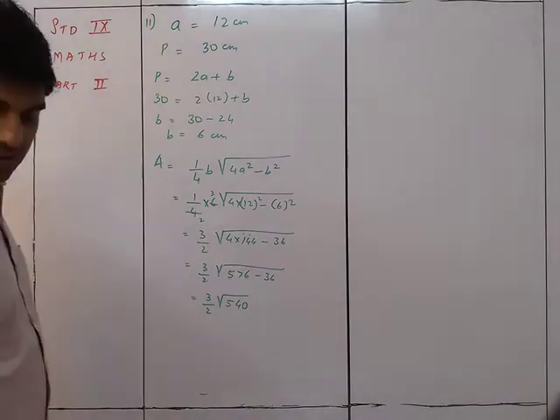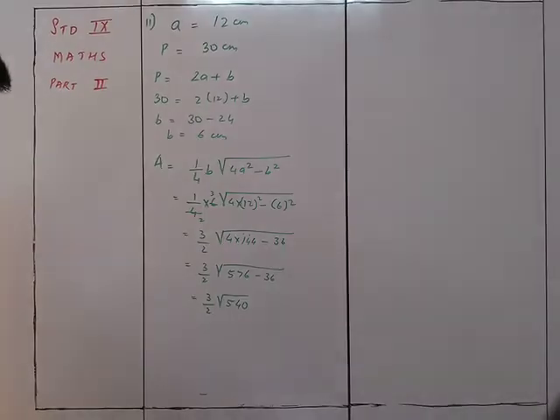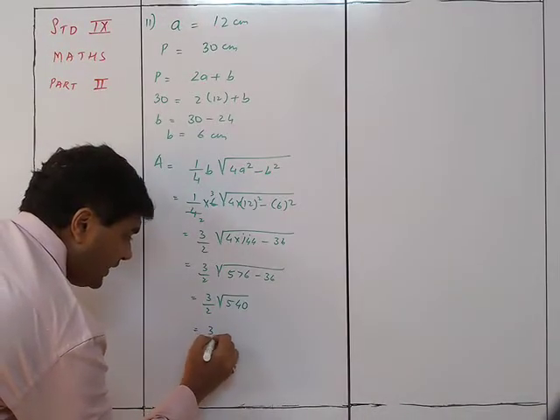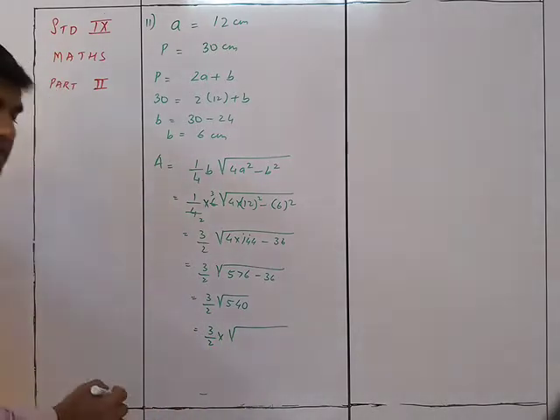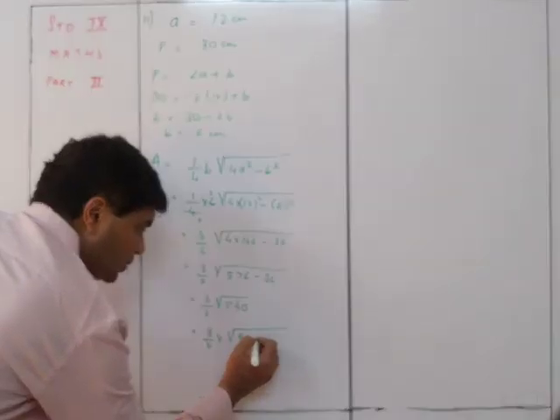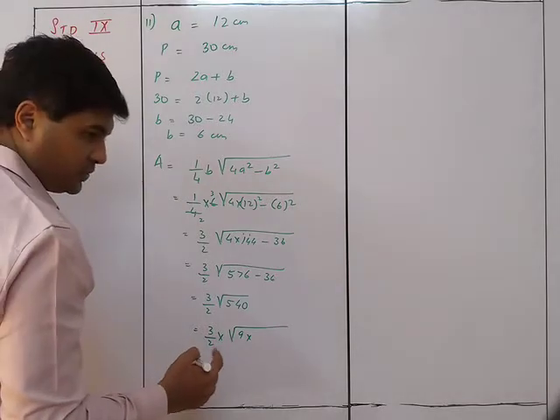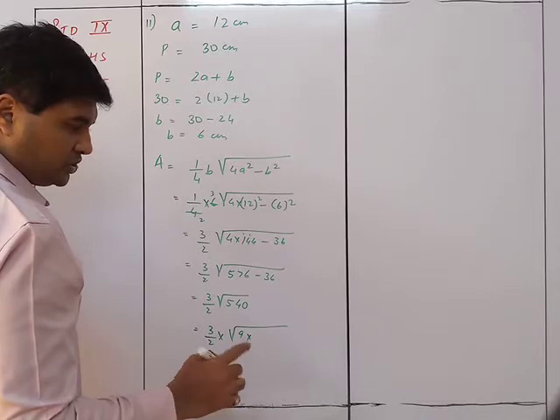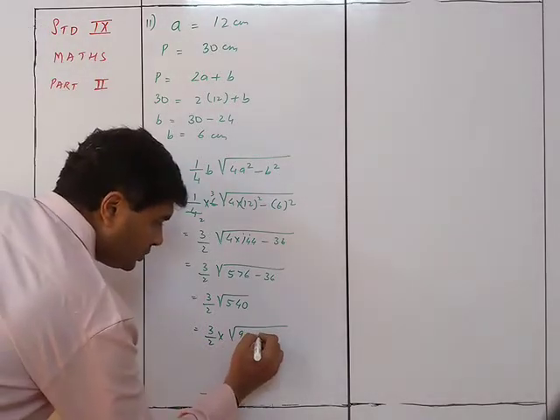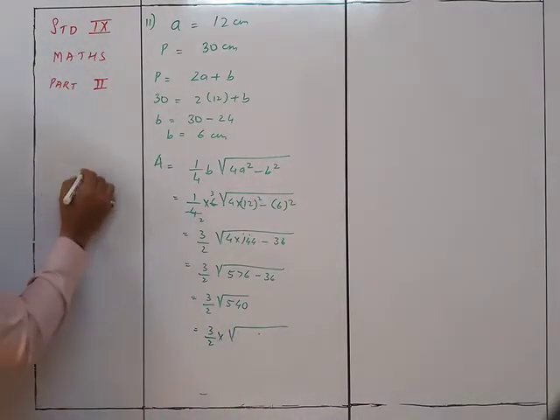This will be in roots, 540. 540 is nothing but 3 upon 2 into root of 9 into 60. 9 into 60 is again 12 into 5. No need. Or we can do one thing: we can do a prime factorization directly.